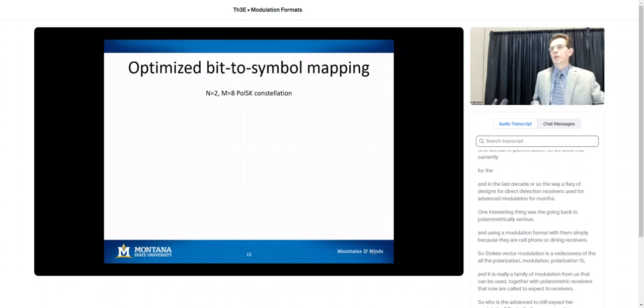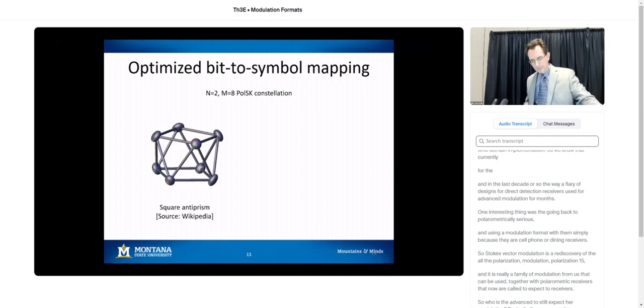Okay, how about bit-to-symbol mapping? Well, the problem is that Gray coding is not possible, but we can use simulated annealing and label the vertices and move the different labels around until we minimize a certain objective function. And for this, we used the actual error probability. Here is an example for the case of a 2-dimensional Jones space, 3-dimensional Stokes space, and 8 constellation points. The optimum configuration of 8 constellation points is the square anti-prism. This was calculated by Benedetto and collaborators in the early 90s.